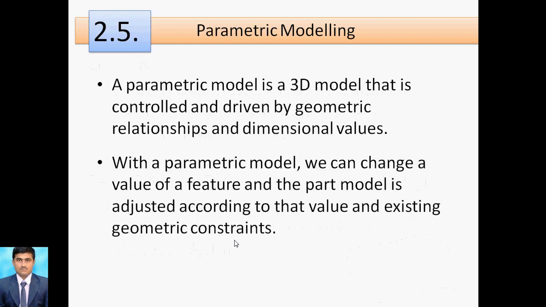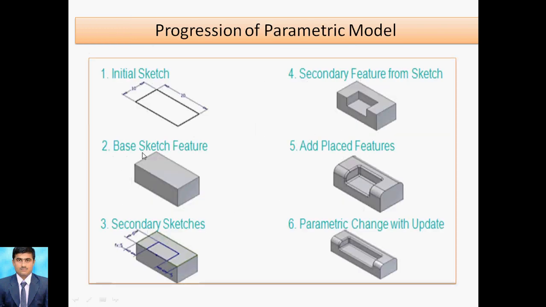Now the next point is parametric modeling. In parametric modeling, the model is controlled and driven by geometric relationships and dimensional values. Here we can change the value of features and the part is adjusted according to the value and existing geometry constraints. So this is the advantage of parametric modeling. That means if you create an initial sketch, then we can convert it into a basic sketch, then formulate a secondary sketch. In that we can form a rectangle, give dimensions to the system, and then form a step by extruding in a negative direction. Then you can add features by using fillets as well as chamfers.